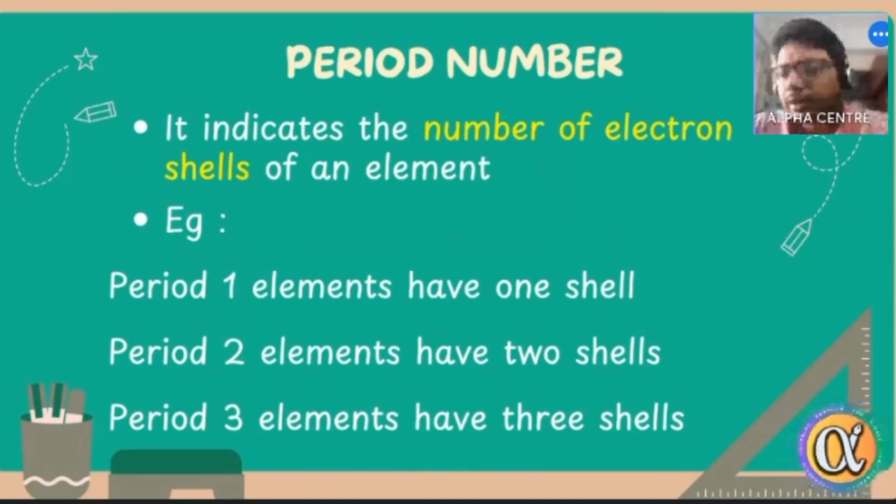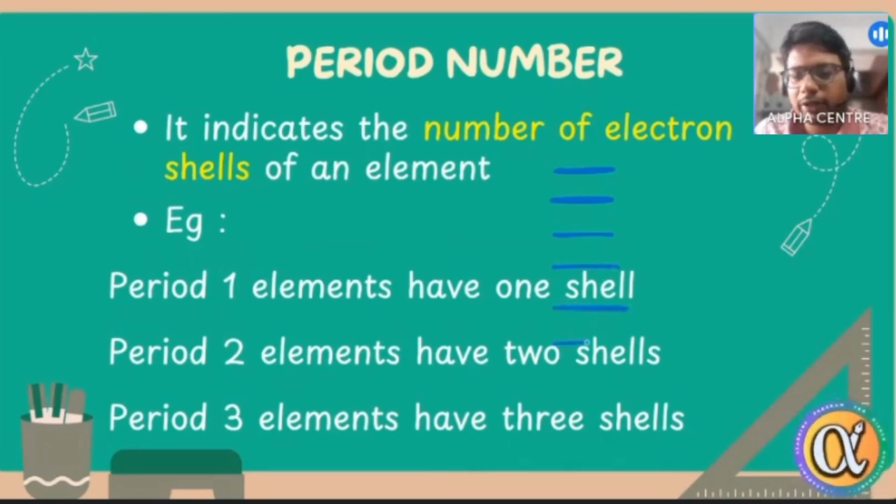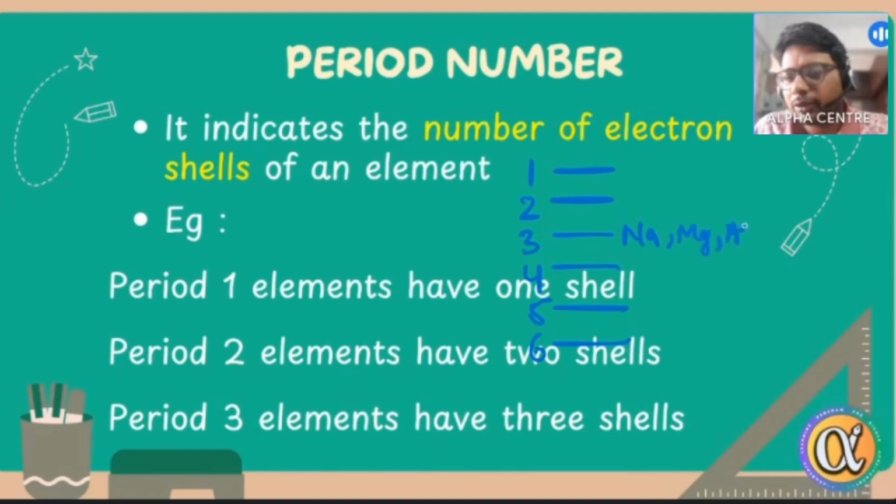Okay. Next, period number. How many periods are there in the periodic table? There are a total of 7 periods, right? That's clear in the periodic table. There are 7 horizontal rows. So the period number, for example, period 1, period 2, period 3, period 4, period 5, period 6. Period 3 has elements like sodium, magnesium, aluminium, and so on.